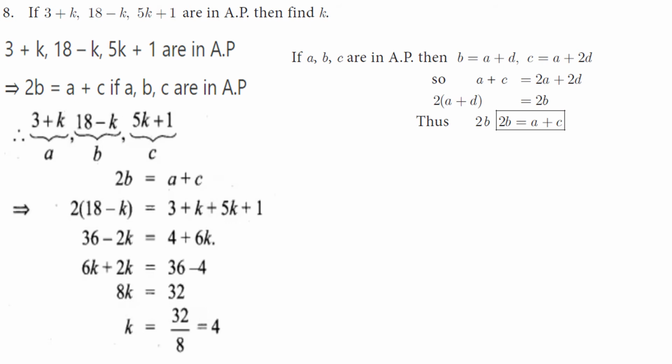Grouping like terms: 3 plus 1 is 4, k plus 5k is 6k. Grouping like terms also, 6k plus 2k equals 36 minus 4. Make it left to right, right to left. So 6 plus 2 is 8k. 36 minus 4 equals 32. Therefore, k equals 32 by 8, which is 4. The k value is 4.